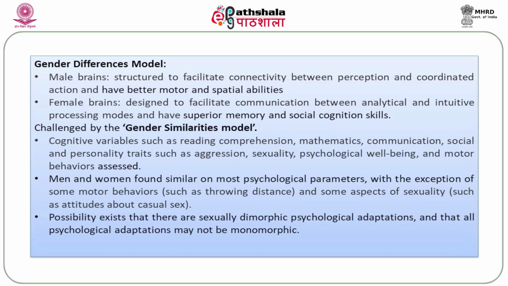This is now challenged by the gender similarities model, where cognitive variables such as reading, comprehension, mathematics, communication, social and personality traits, aggression, sexuality, which we have already discussed, are assessed in terms of men and women. Men and women are found similar on most psychological parameters, with the exception of some motor behaviors such as throwing distance, and some aspects of sexuality such as casual sex. The possibility exists that there are sexually dimorphic psychological adaptations, and that all psychological adaptations may not be monomorphic.